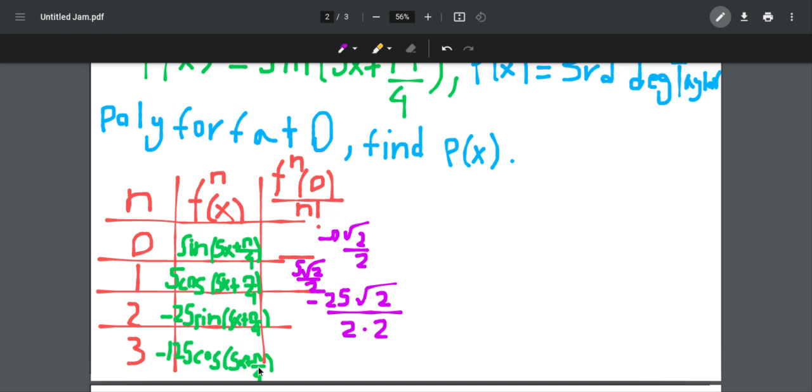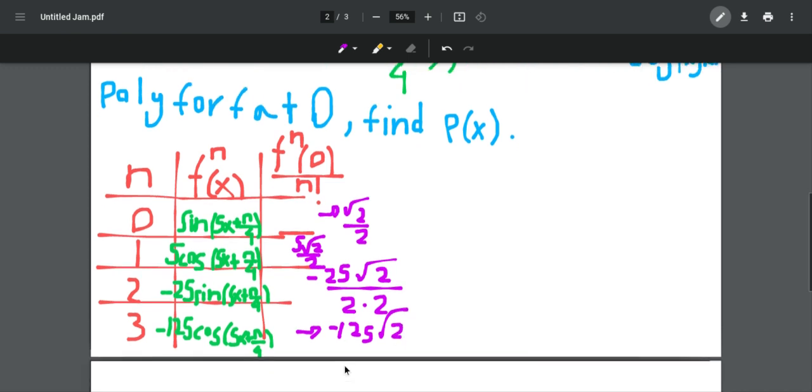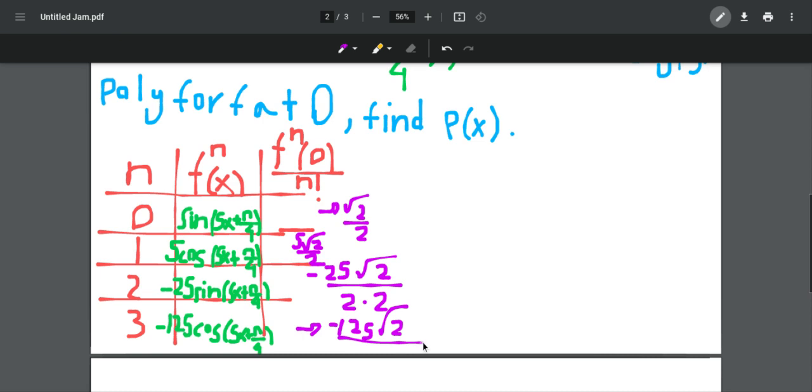And now for the fourth row, we need to put 0. We get cosine of pi over 4, square root of 2 over 2, times negative 125, and then divided by 3 factorial. We get negative 125 times the square root of 2, and then over 3 factorial, which is 6 multiplied by 2.